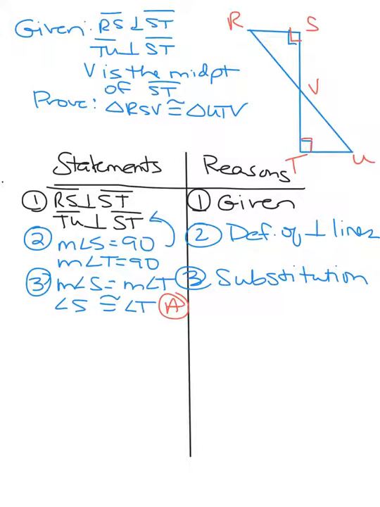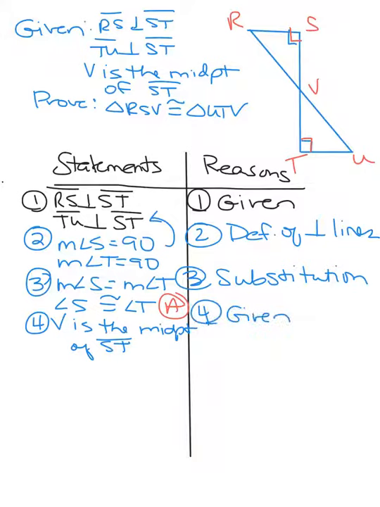Now let's look at the next given statement. So I had that V is the midpoint of segment ST. So again, that's given. Now what does that mean? Again, we worked on this in the last proof. If I say something is a midpoint, I know that it's dividing the segment into two congruent segments. So that's what I can say next. I can say that segment SV is congruent to segment VT, and that is because of definition of a midpoint.